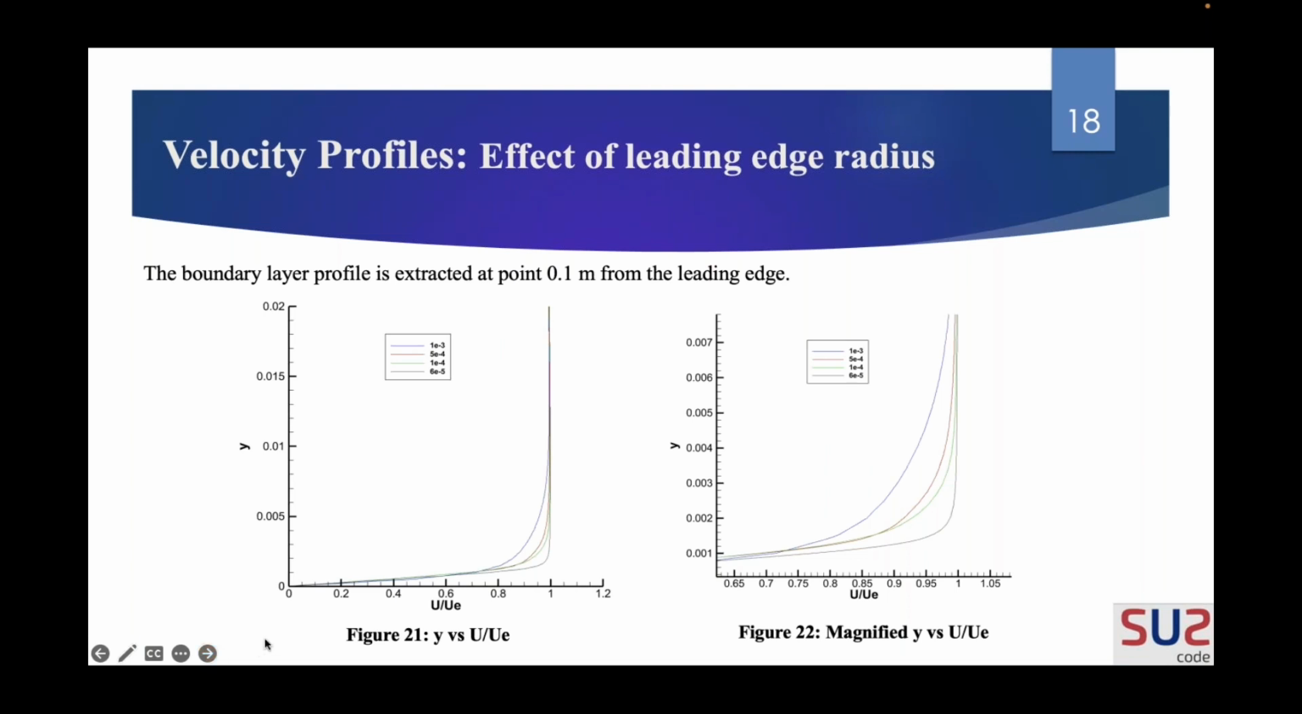Now I'm comparing the effect of the leading edges. So this is nothing but the magnified view of this particular plot. As you can see, the black line, which indicates the 6e minus 5 meter, is the least blunt leading edge, and the blue is the maximum blunt leading edge. So we observe that with increase in the bluntness, the boundary layer thickness also increases and the velocity decreases for each location.